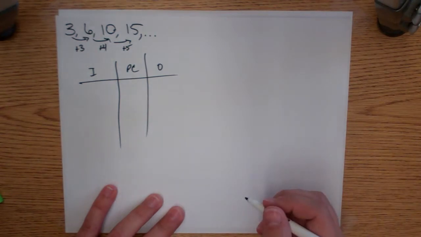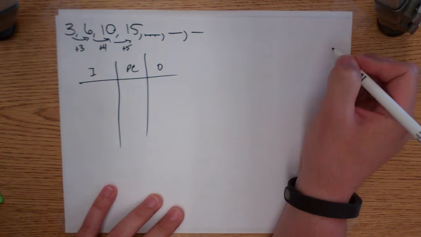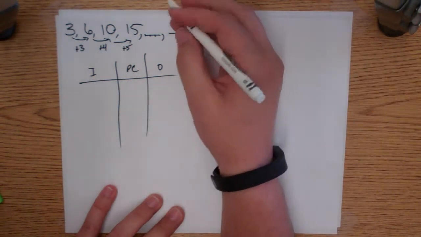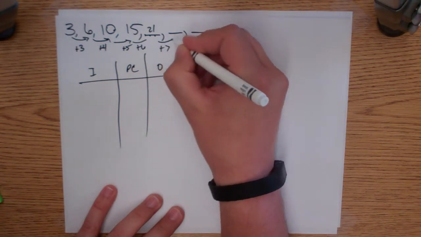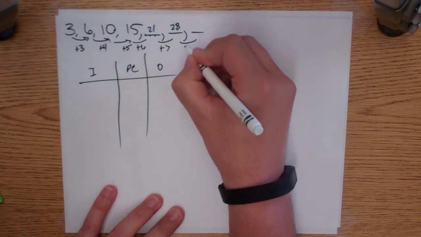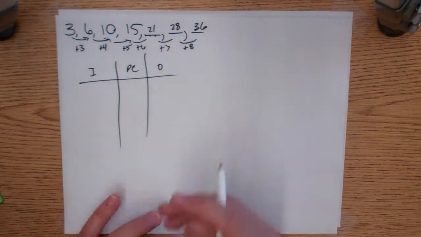So there we found out our pattern, so now we can write the next 3 terms. Once you figure out your pattern, you can go ahead and finish out your terms. This will be plus 6, which is 21. This will be plus 7, which is 28. And this will be plus 8, which is 36.